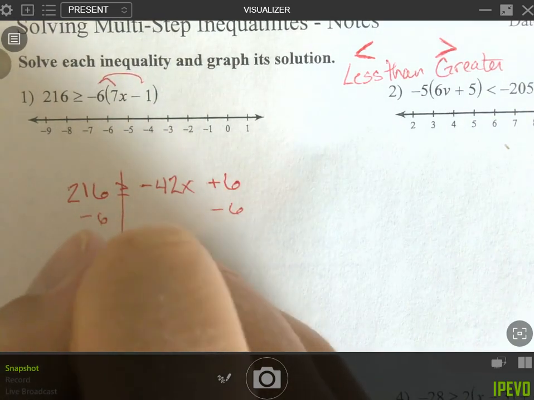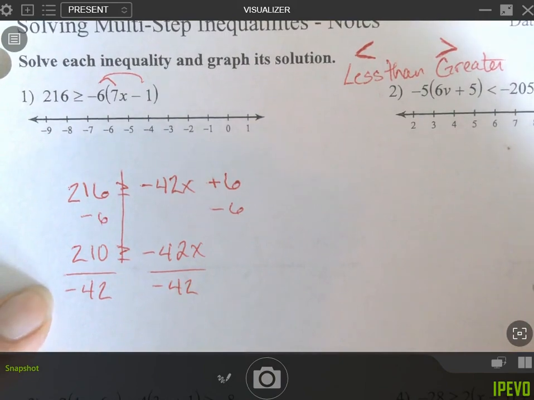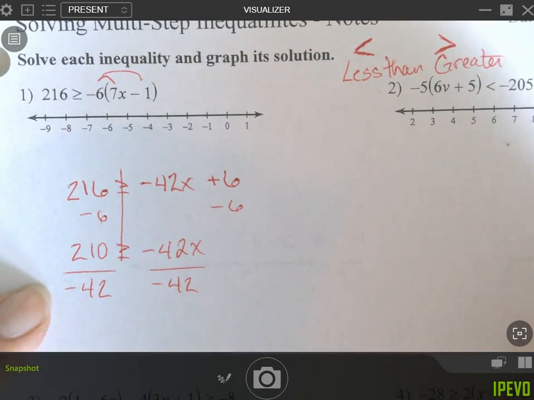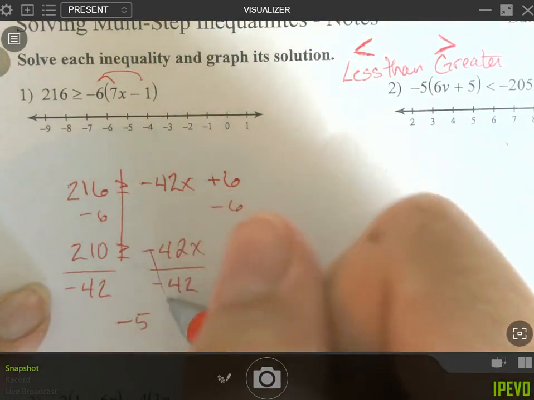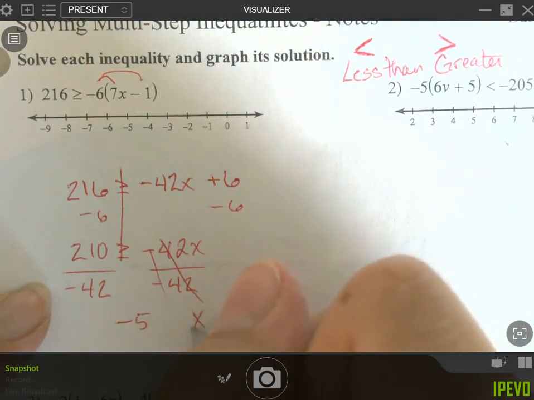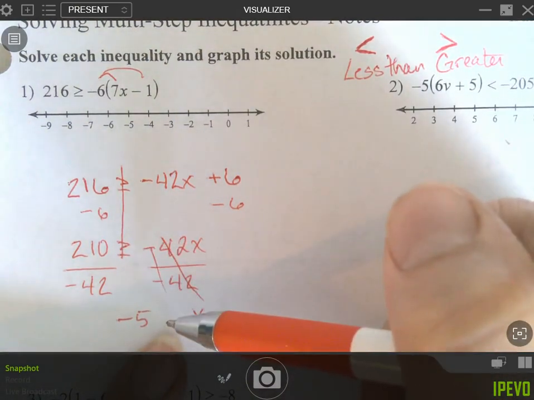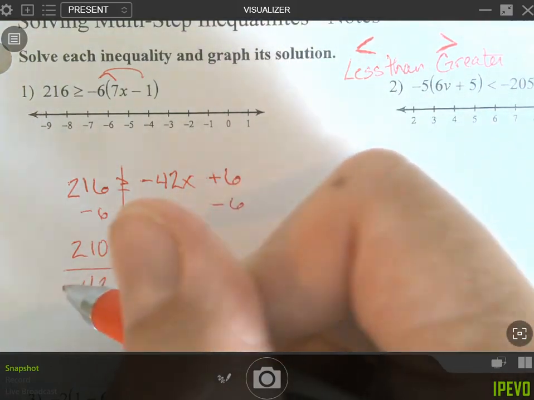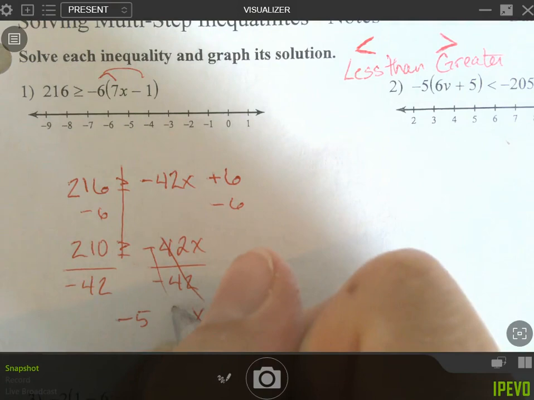So we're already jumping in the deep end here, guys. On the left, what is 210 divided by negative 42? Negative 5. Negative 5? Okay. On the right, the 42s cancel. You're left with x. I paused before I put my sign in here. Does anybody remember? Normally you just bring the inequality down, but if you multiply or divide by a negative, do you remember the rule? You flip the inequality, yep.